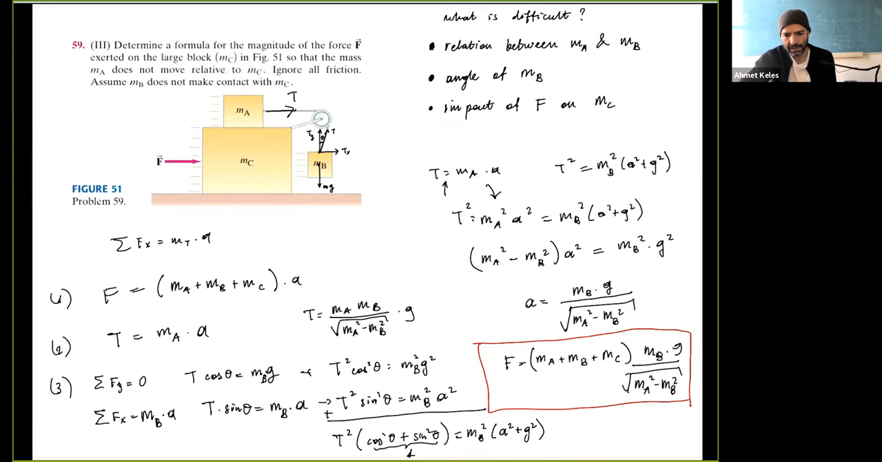T plus TX, question mark? I'm not sure what this means.